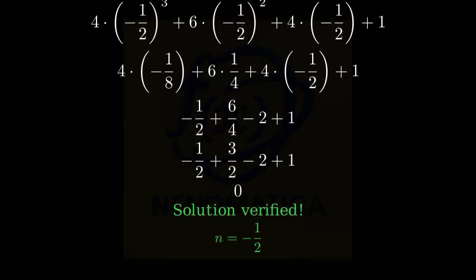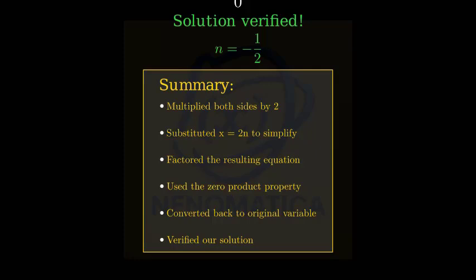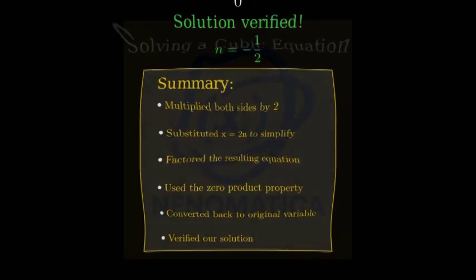Therefore, the only real solution to our original cubic equation 4n cubed plus 6n squared plus 4n plus 1 equals 0 is n equals -1/2. In summary, we solve this cubic equation by: 1. Multiplying both sides by 2, 2. substituting x equals 2n to simplify, 3. factoring the resulting equation, 4. using the zero product property, 5. converting back to our original variable, 6. verifying our solution.